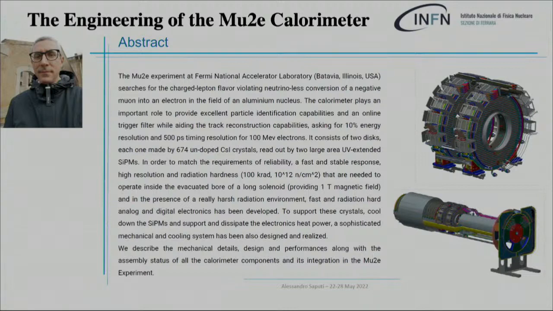this poster is related to the Mu2e calorimetry. The Mu2e and Mu3e experiments are related to charged lepton flavor violating phenomena. This is practically forbidden in the standard model, and that also means that if we find any signal, it means the discovery of new physics. So this is actively searched for. This poster introduces the calorimeter design and operation, and also the mechanical integration into the Mu2e experiment.